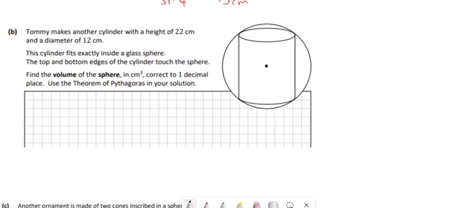Part B then, it's a cylinder inside a sphere. We're looking for the volume of the sphere. The formula for that is 4 over 3 pi r cubed. You get that in the log tables. So the only thing you need to fill into that formula is the radius. So we need the radius of the sphere.